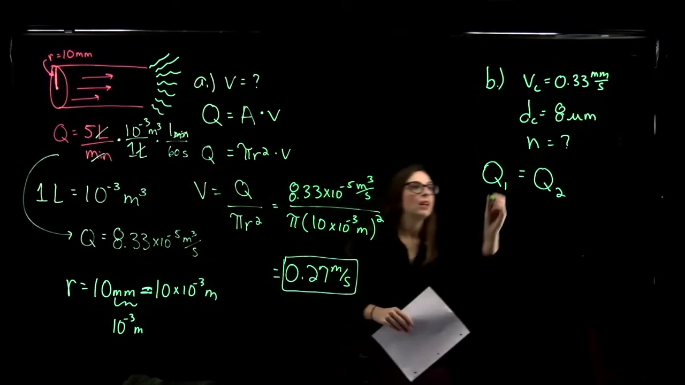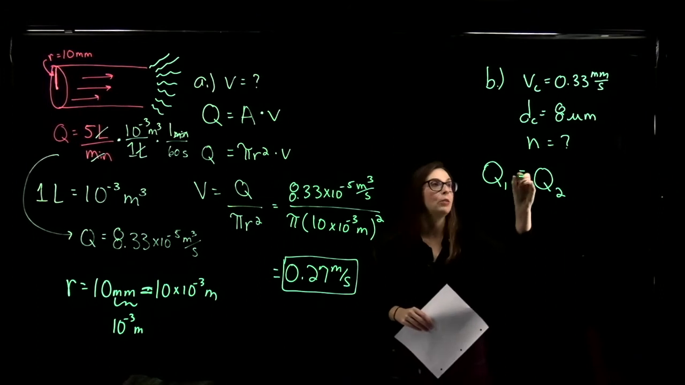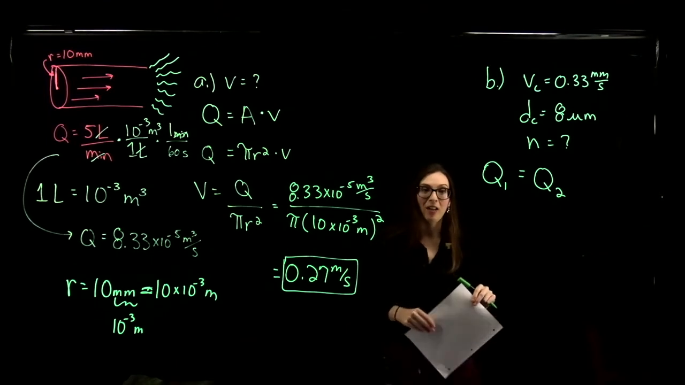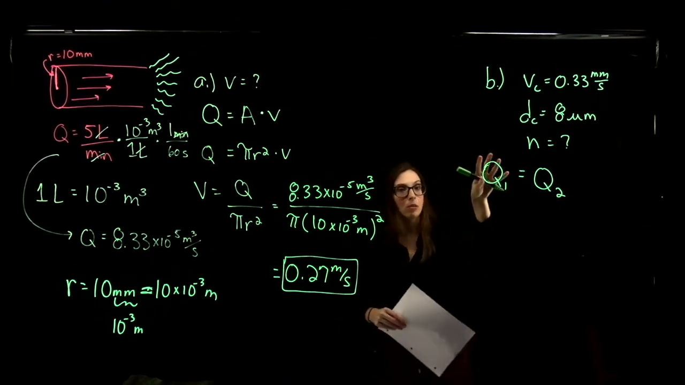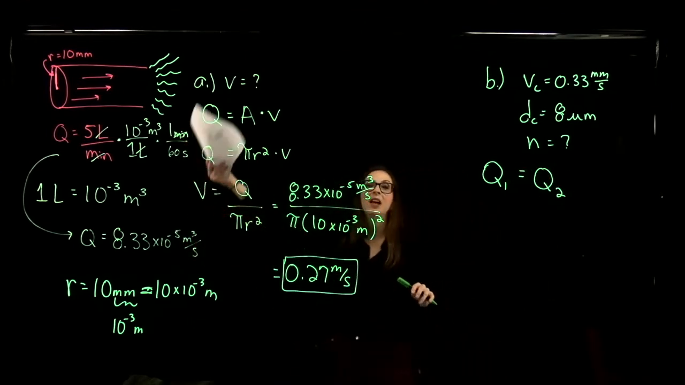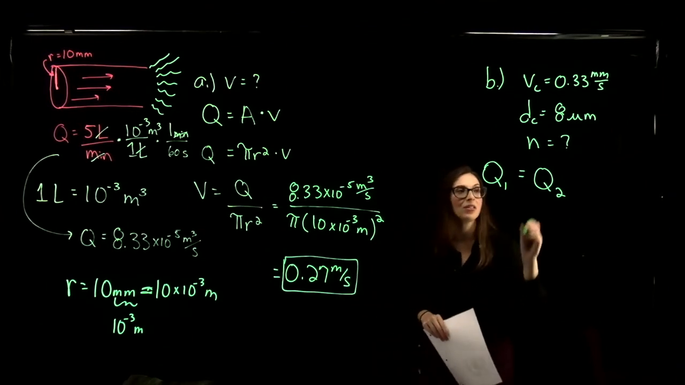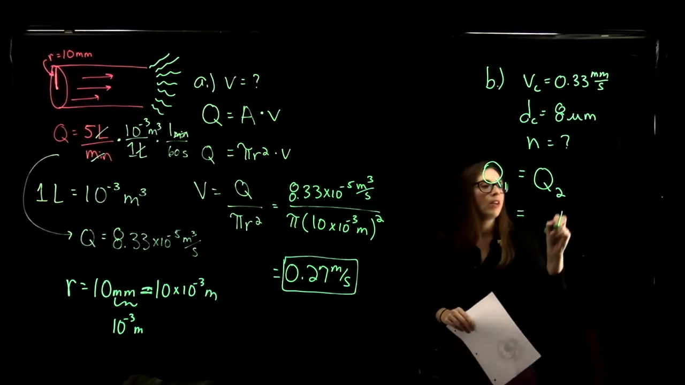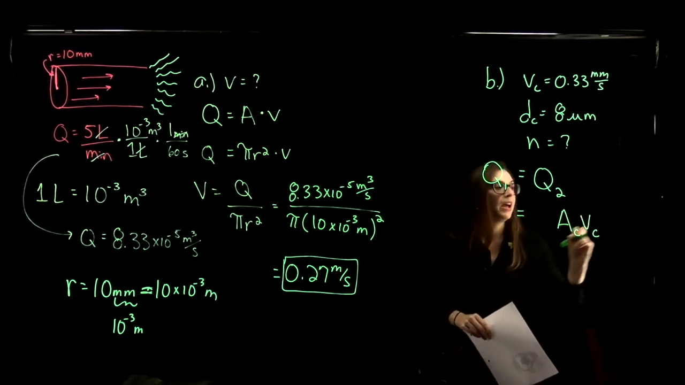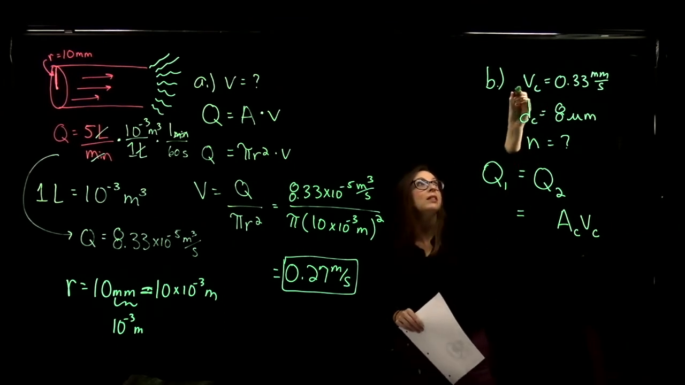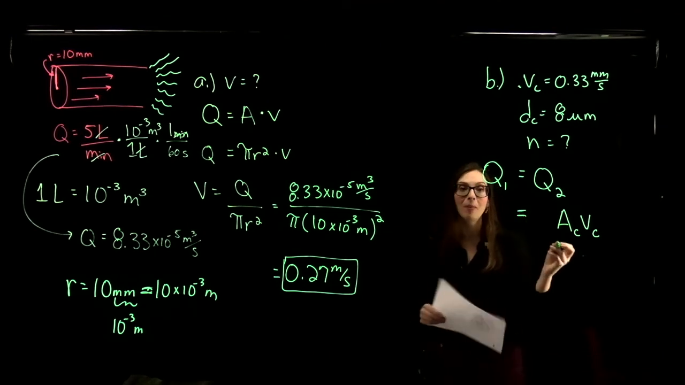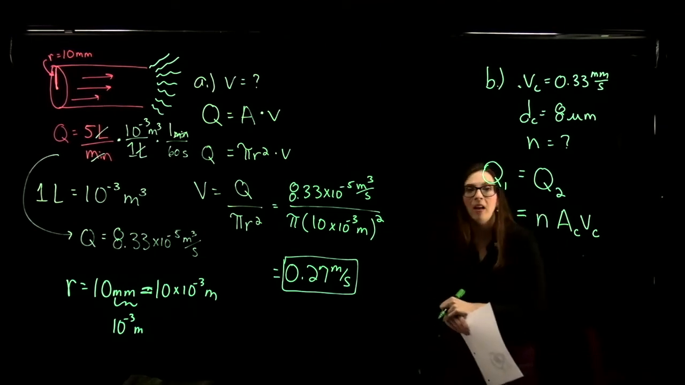So I'm going to say Q1, the flow rate through our aorta, has to equal Q2, the flow rate through all of the capillaries together, okay? So the flow rate through our aorta, we already know. But the flow rate through the sum of all of those capillaries, that's going to equal the cross-sectional area of those capillaries, times the speed of the blood through all of those capillaries, which we're assuming is this number right here. It's the same for all of them, times, well, how many of them are there? We're going to represent that by a letter N.